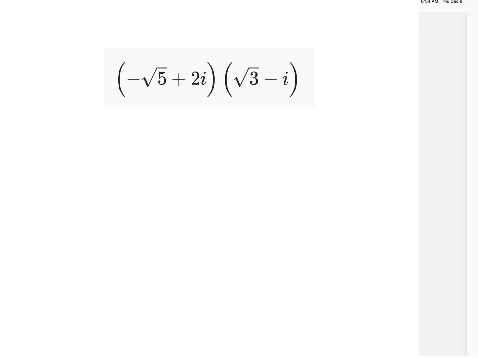There's two things here, right? You have the negative square root of 5 and you have the 2i. There's two items. It's a binomial. Let's distribute one of these at a time. So negative square root of 5 times square root of 3.